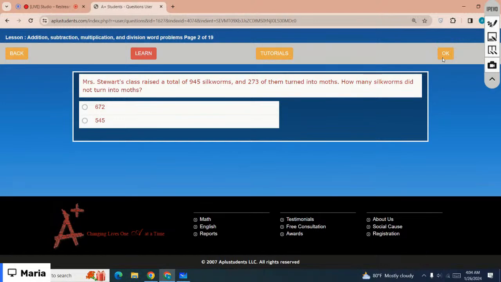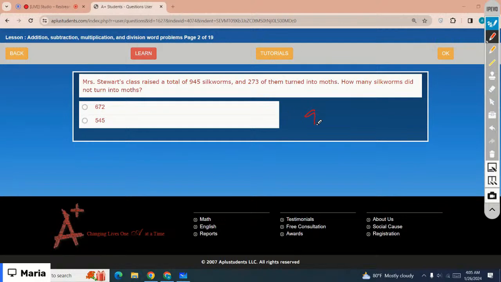Mr. Stewart's class raised a total of 925 silkworms and 273 of them turned into moths. How many silkworms did not turn into moths? So which is the correct option? They have 925 silkworms, right? 273 of them turned into moths. You have to calculate the number that did not turn into moths. So which operation can you perform to calculate? You need to subtract the ones that turned into moths from the total, right? And you are left with the ones that didn't turn into moths, right?